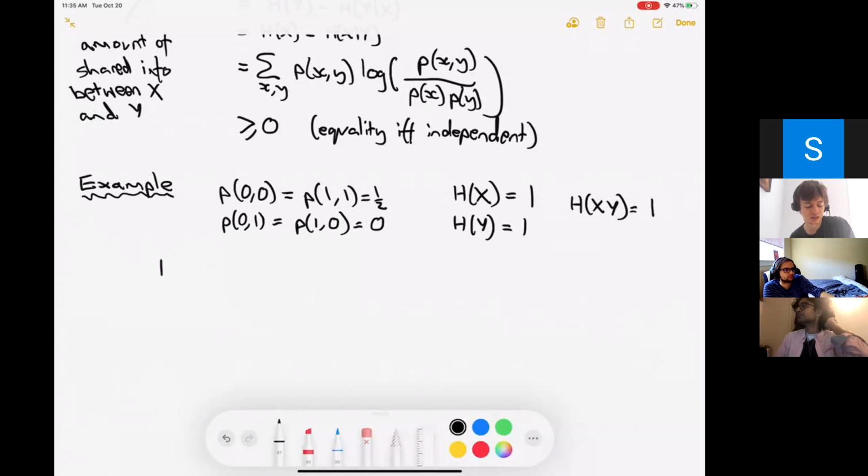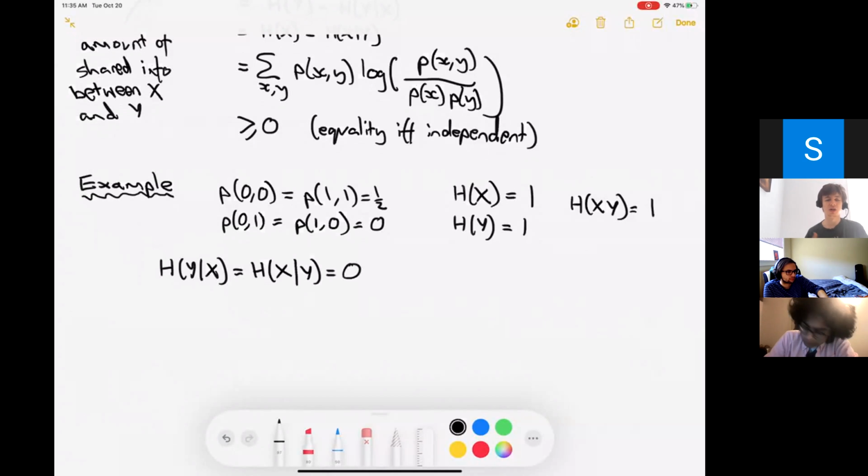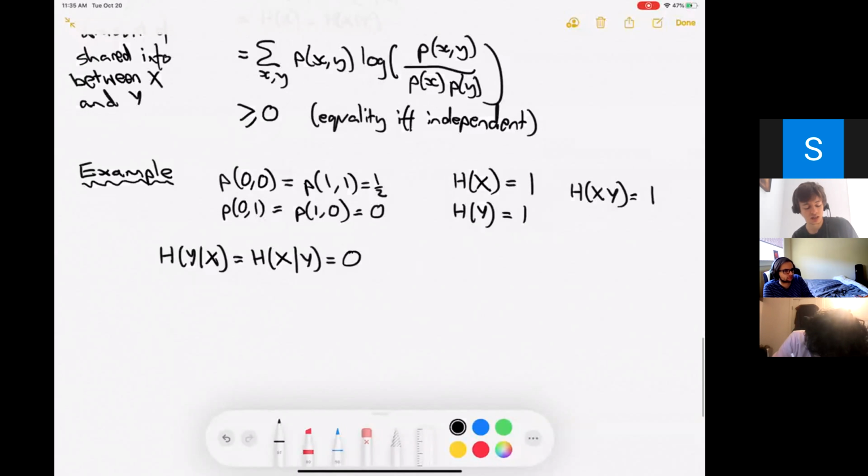Hence, the conditional entropies, the entropy of x conditioned on y and the entropy of y conditioned on x, are both equal to 0, right? If you knew x, you wouldn't expect to be at all surprised by learning y because you know what it's going to be, you know they're equal. Same vice versa. And finally, the mutual information, the shared information between x and y, is equal to 1.